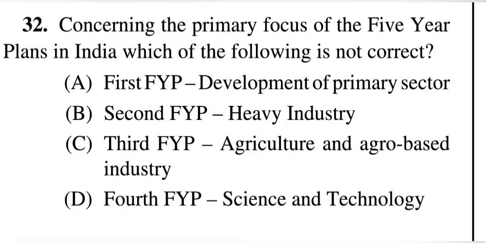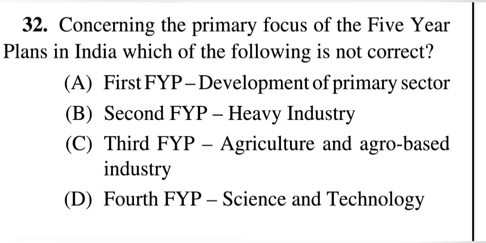32, it says, concerning the primary focus of the 5-year plans in India, which of the following is not correct? 5-year plan you must have heard. First FYP, development of primary sector. Second FYP, heavy industry. Third FYP, agriculture and agro-based industry. Fourth FYP, science and technology. Concerning the primary focus of the 5-year plans in India, which of the following is not correct? So here the question is not correct. Okay, we have to find out which is not correct.